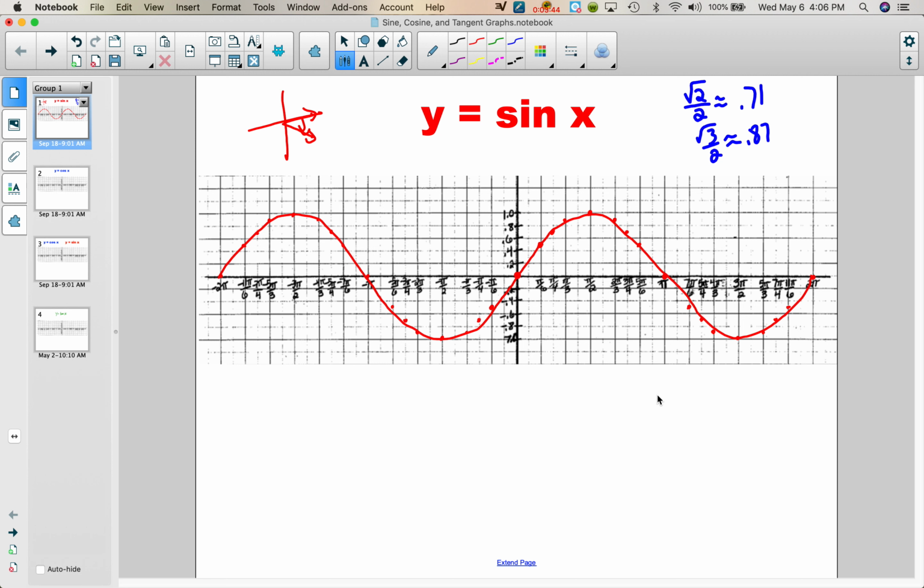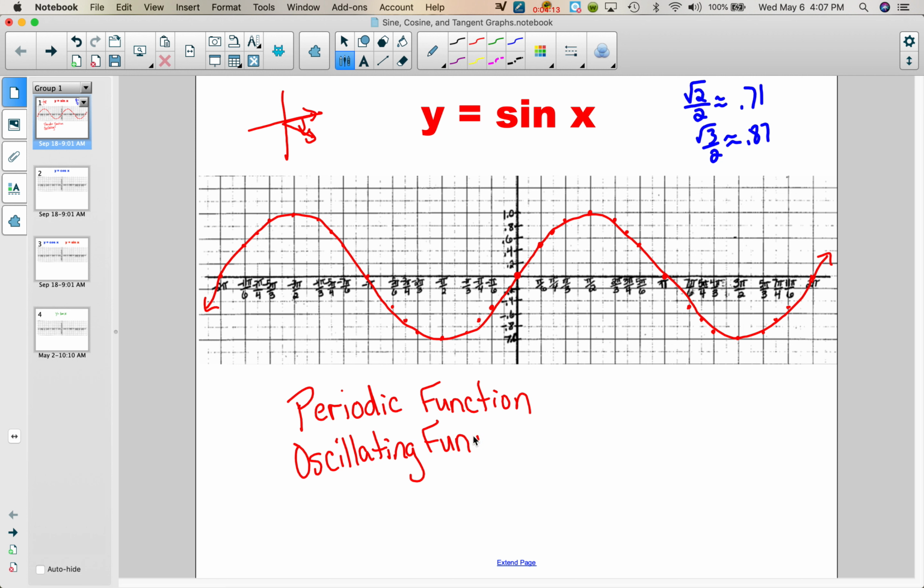Okay, so once you plot all those points and connect them in a smooth curve, this would keep going. We're choosing to stop there, but it would keep going. So this type of function is called a periodic function, or sometimes referred to as an oscillating function, or a cyclical function, because there's a cycle and then it repeats.